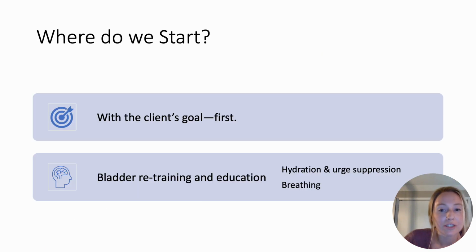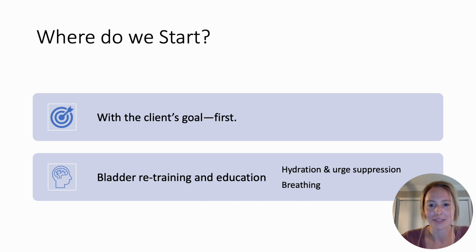So, where do we start with Marsha? What do we do first? Depending on what the client's goal is, I will always start with the client's goal, but my intervention on how to get to the client's goal might be a direct intervention, or we might have to do a few things first. So, I always explain that to them.